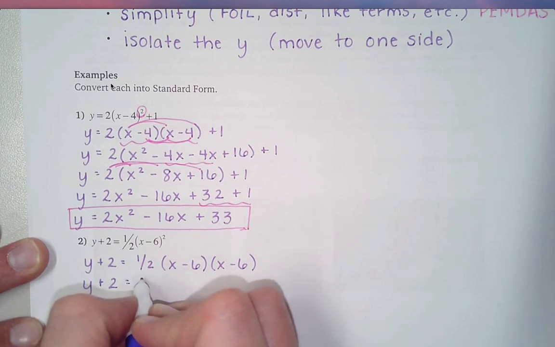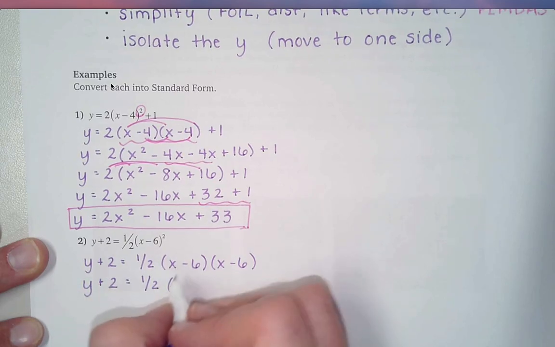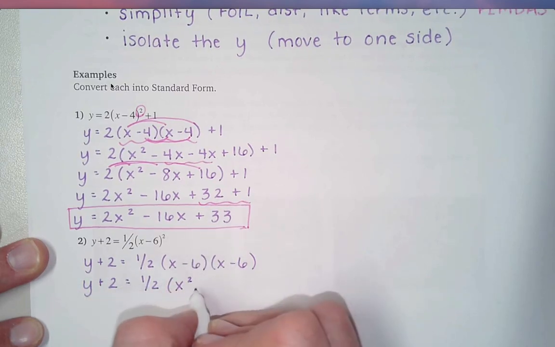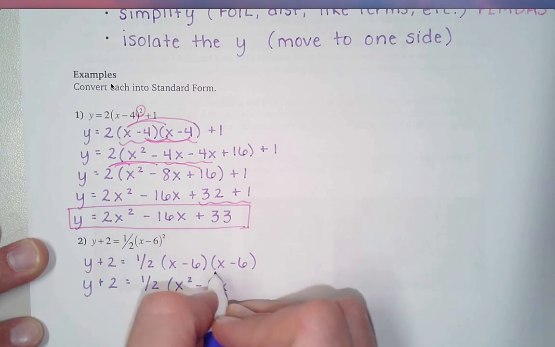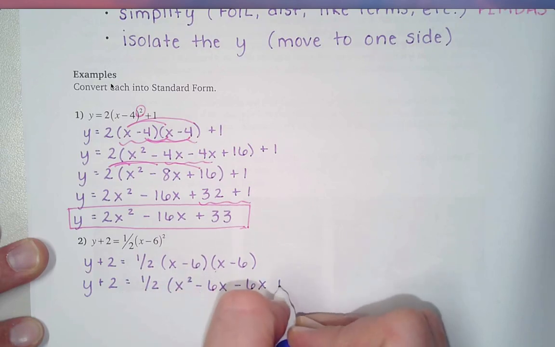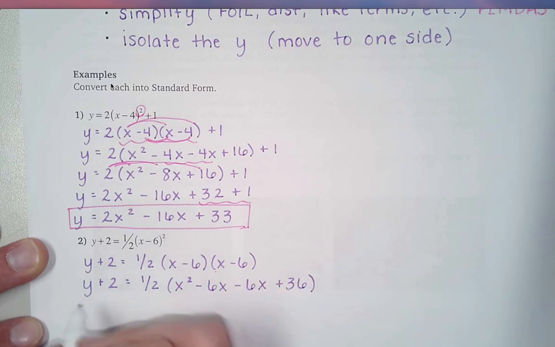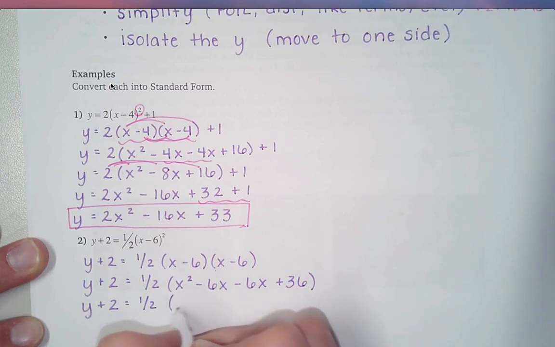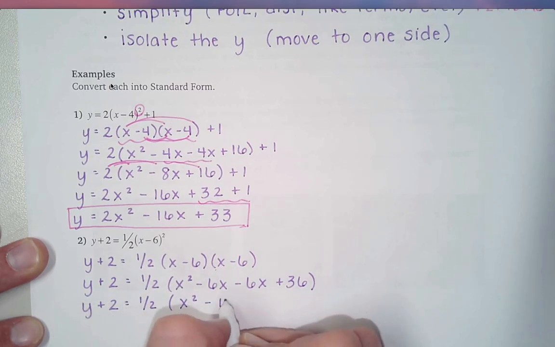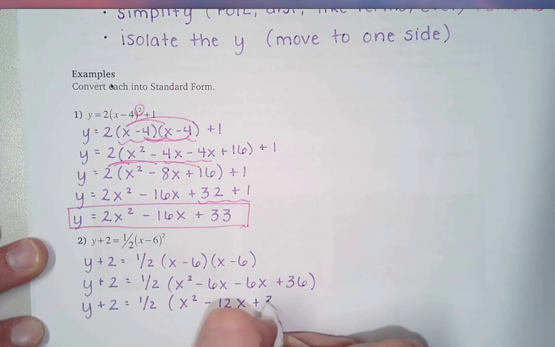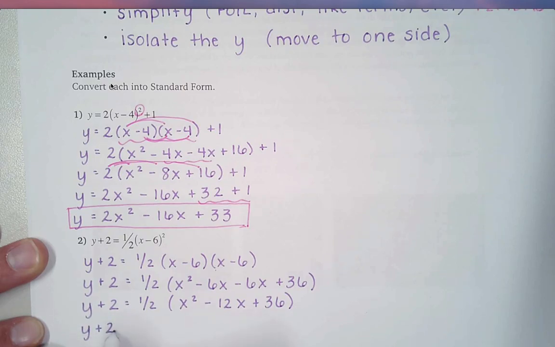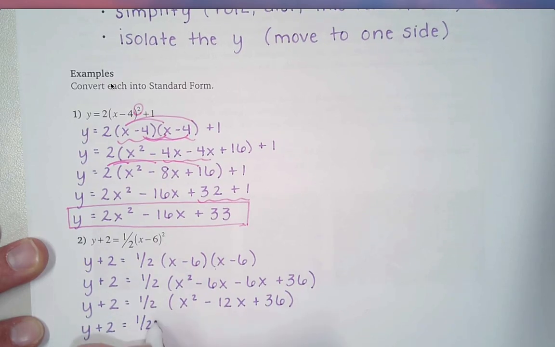Gosh, the longest part of this video is going to be waiting for me to write everything down. And then x times x is x squared. Then I have minus 6x, and another minus 6x, and plus 36. Combining like terms in the middle: x squared minus 12x plus 36. I'm going to distribute the 1 half. So that'd be 1 half x squared minus 6x plus 18.